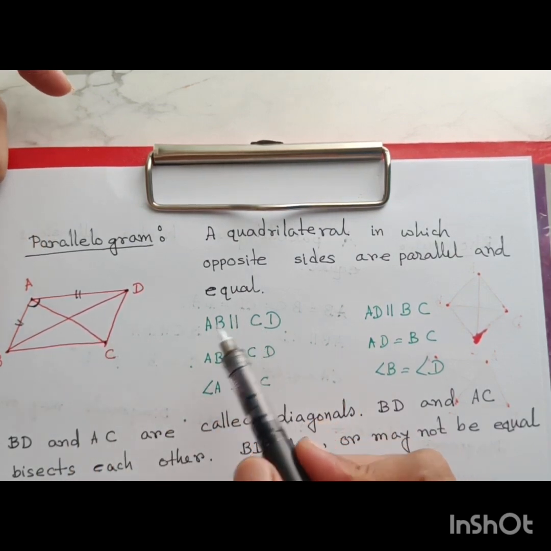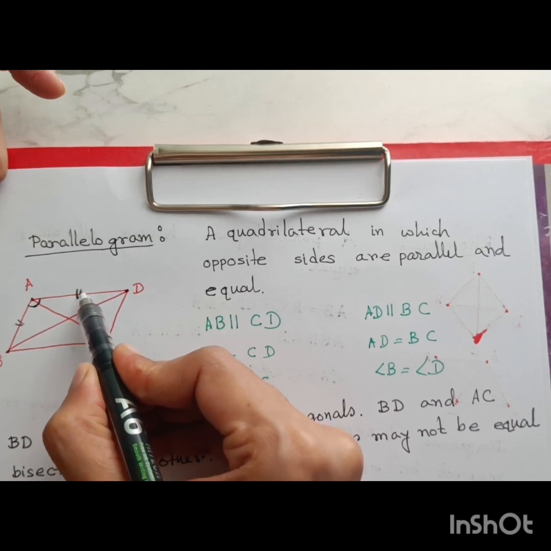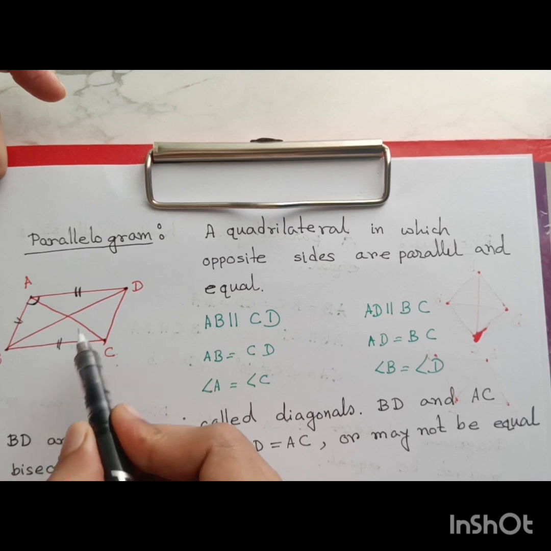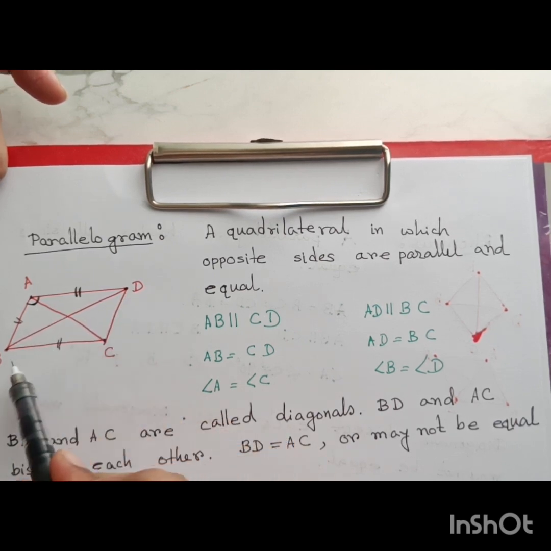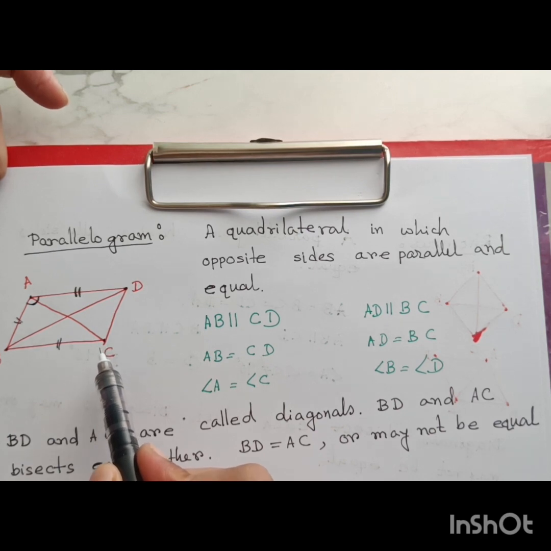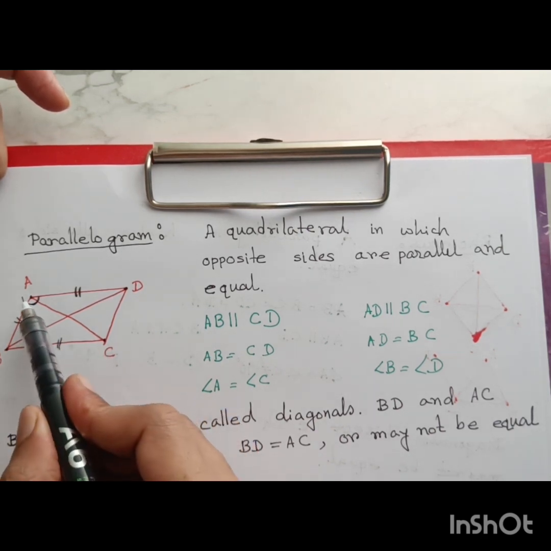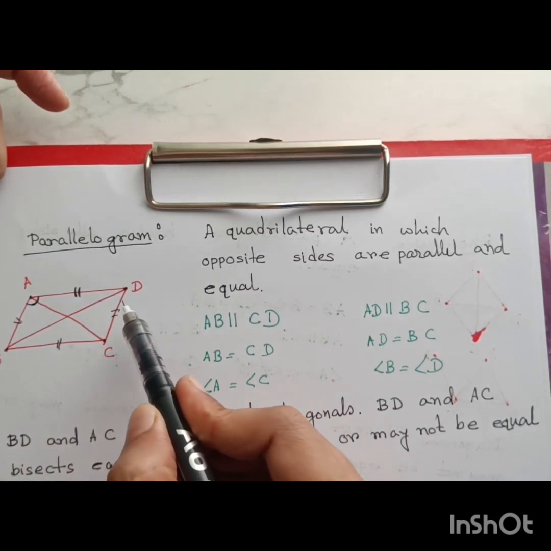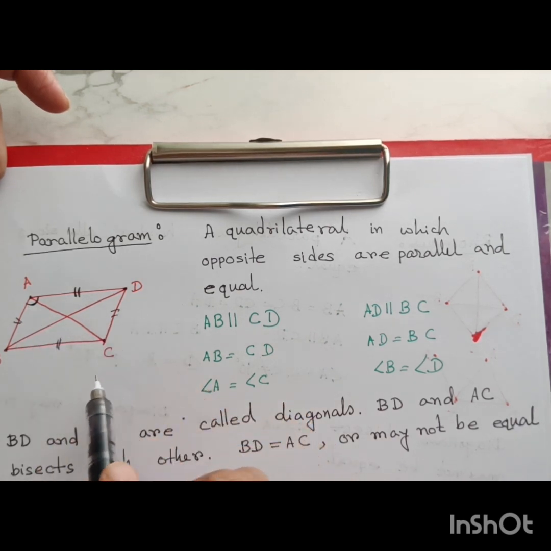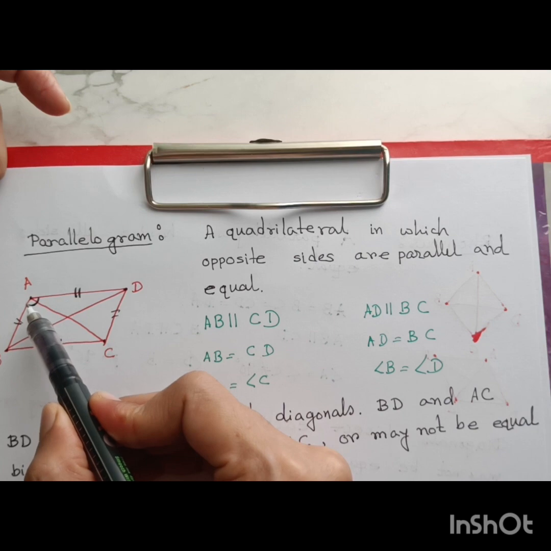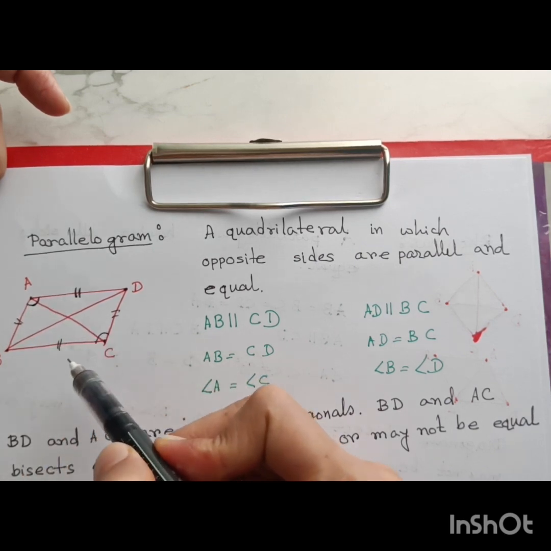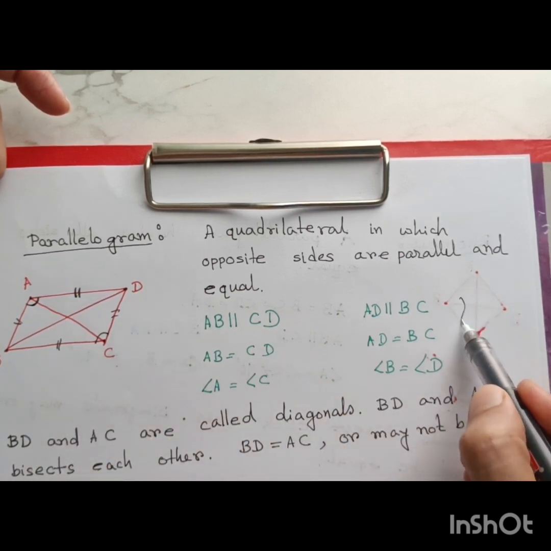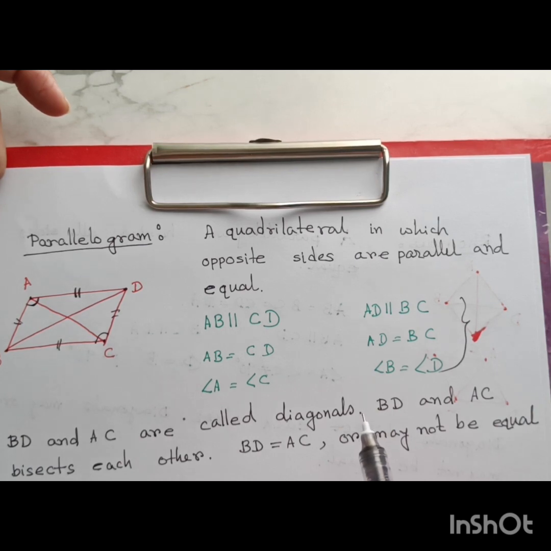In the case of parallelogram, AD is parallel to BC, and also AD equal to BC. Opposite lines are parallel and equal, and alternatively AB parallel to CD and also AB equal to CD, and the opposite angles are equal, like A equal to C and B equal to D. These are the properties of parallelogram.